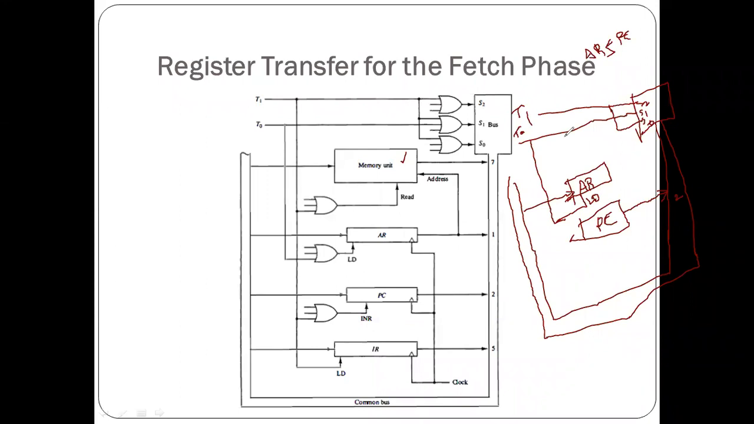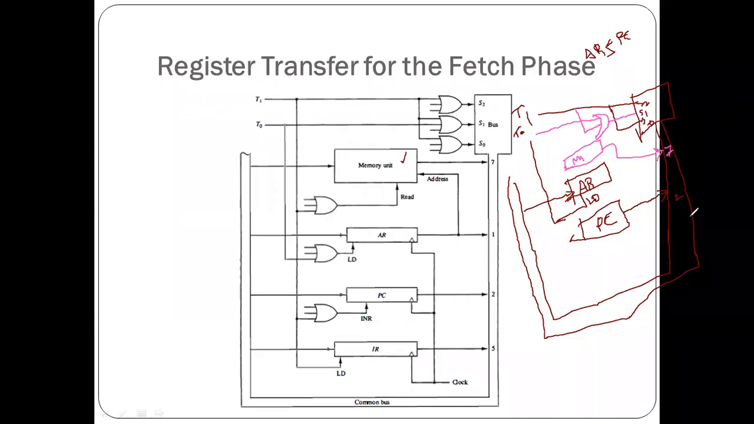So either in T0 or in T1, in both cases, S1 should be 1. So I am using one OR gate here. One input can come from T0, or the second input of this OR gate can come from T1. In either of the two time states, S1 will be 1, right? Okay, so at this instant, now your memory will be selected, which is responsible for placing 16-bit information onto the common bus.